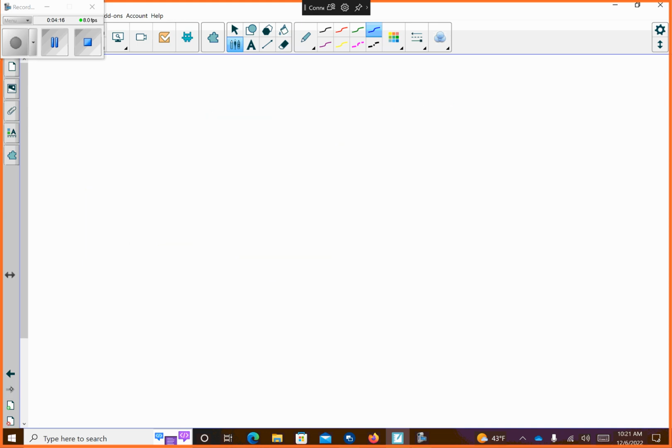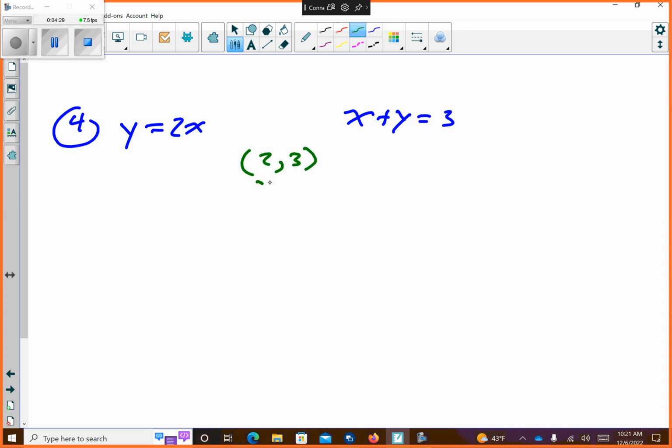Okay, number 4. So we want to verify whether the point 2 comma 3 works. So we're going to plug in our x and y values. So I'm going to get 3 equals 2 times 2. What's 2 times 2? 4. That's false. So not a solution, or nope.